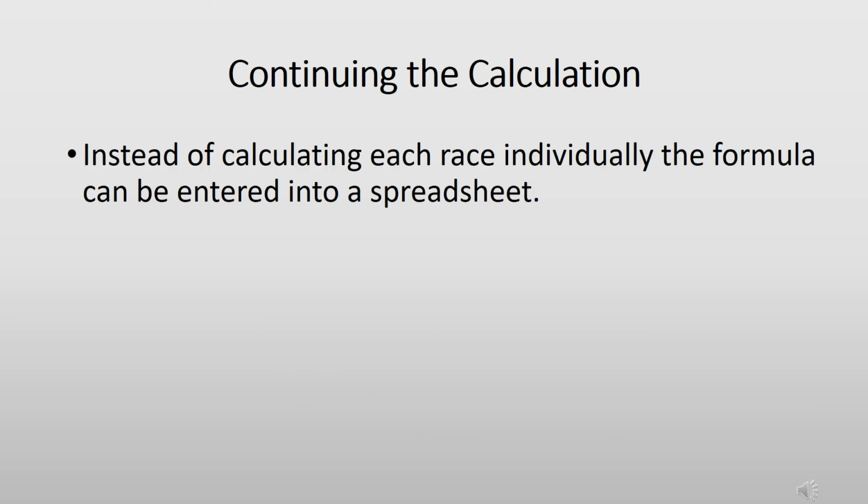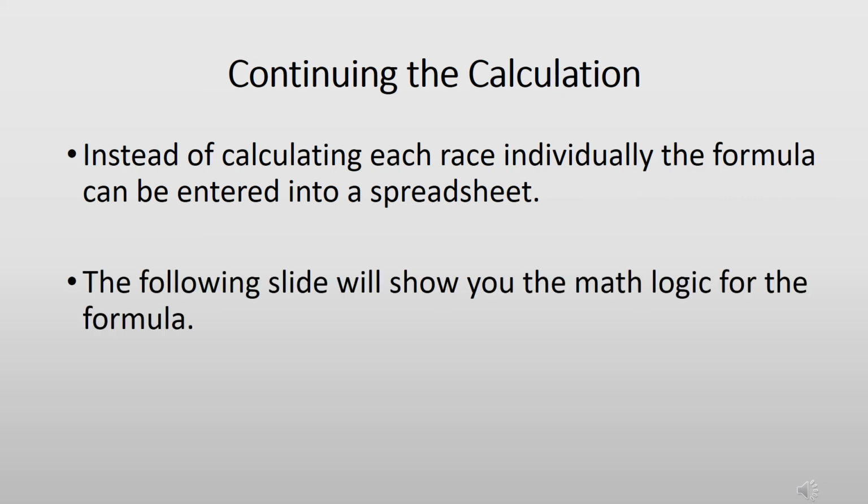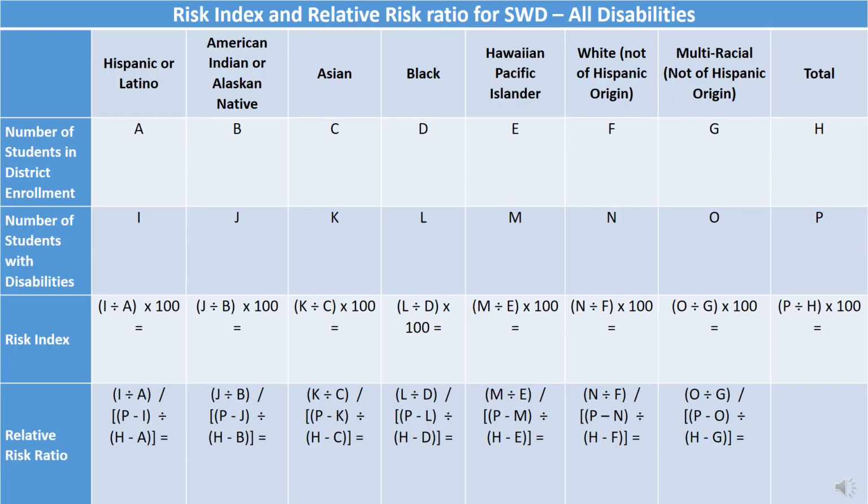Continuing with the calculation. Instead of calculating each race individually, the formula can be entered into a spreadsheet. The following slide will show you the math logic for the formula. In this chart, across the top are the 7 race categories: Hispanic, American Indian Alaskan Native, Asian, Black, Hawaiian Pacific Islander, White, and multiracial, and then the total. Coming down the far left column is the row headers. The number of students in the October 1 enrollment.